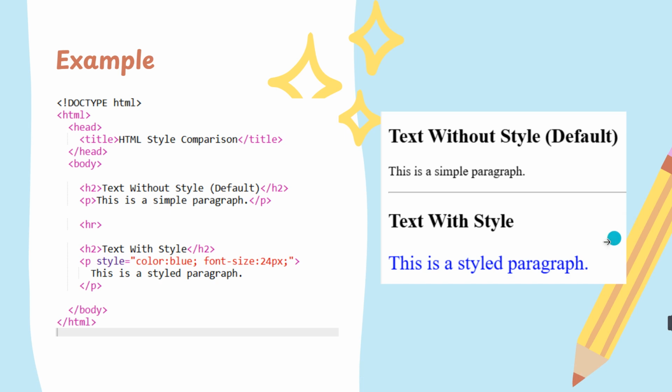Here you can see two paragraphs. The first paragraph has no style. It appears in the default black text, okay, and the normal size. Whereas the second paragraph uses the style attribute to change its color and the font size. The color, that is blue, and the font size, that is 24 pixel. This shows us how powerful even simple HTML styles are.